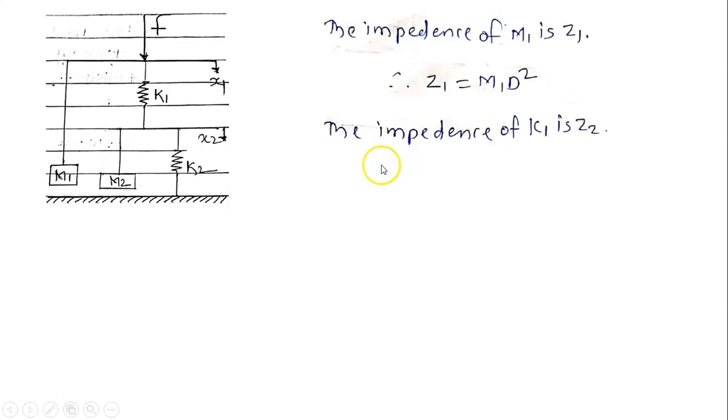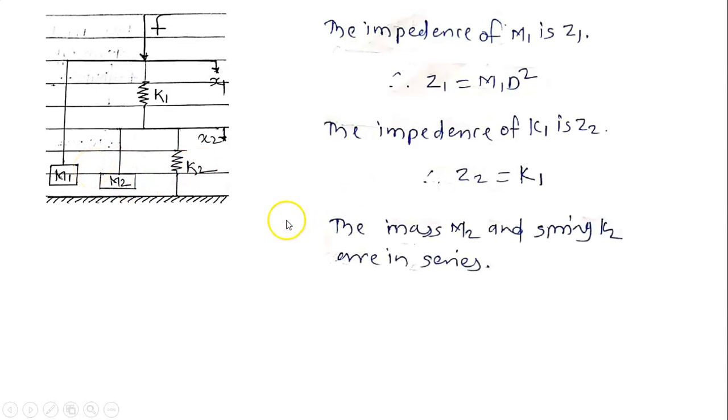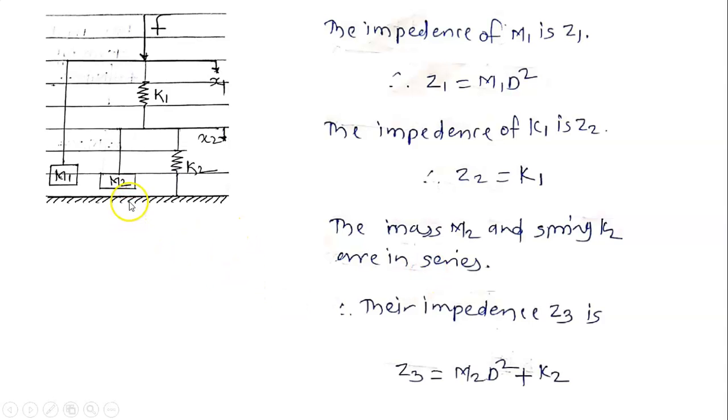Similarly, the impedance of k1 is z2. Therefore, z2 is equal to k1. Now, this mass m2 and spring k2 are in series. Therefore, their impedance z3 is equal to m2D square plus k2.